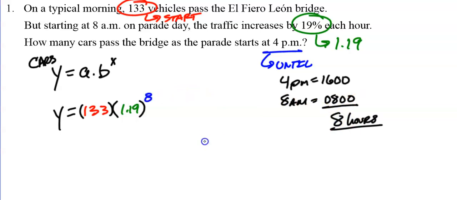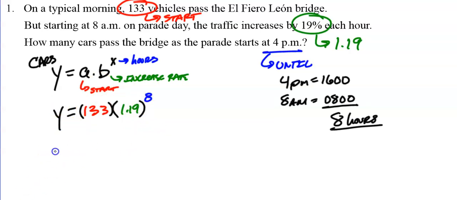So that's what we got. x is our hours, this is our increase rate, and this a right here is our starting value. So all we have to do now is put that into a calculator and crush it.